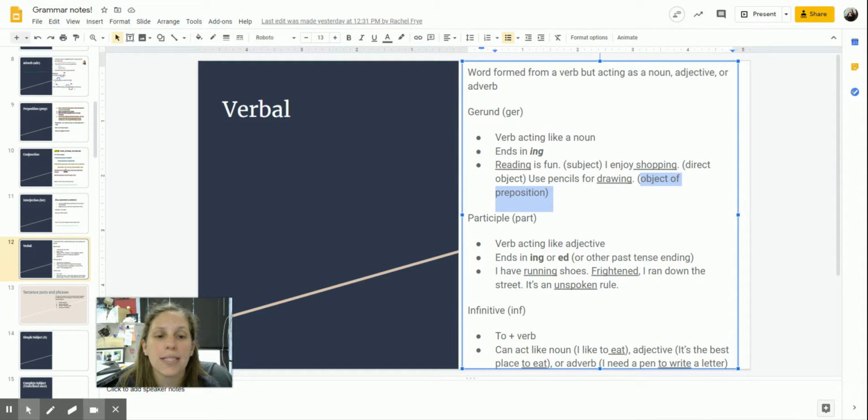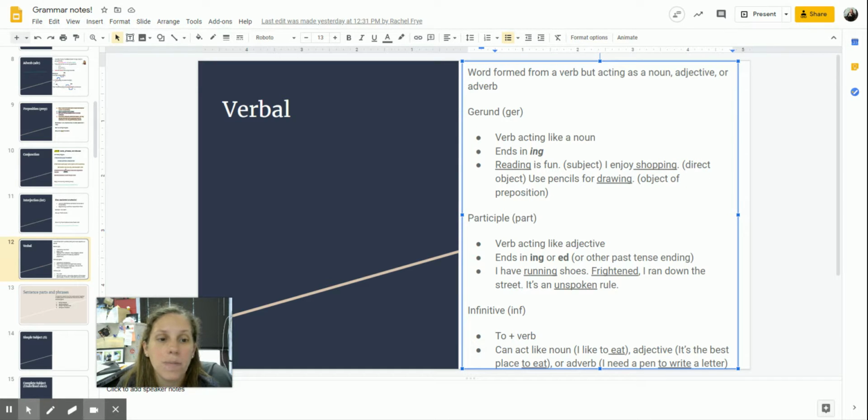So if we look at this first example, reading is fun. Okay, so reading is my gerund, and it's what the sentence is about, right? Fun is telling me more about reading. So I know that reading is going to be my subject. I enjoy shopping. Okay, I is the subject of that sentence. It's the person doing the action. Shopping is what that person is acting on. So it would be the direct object.